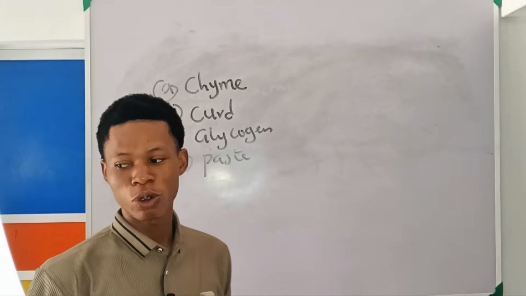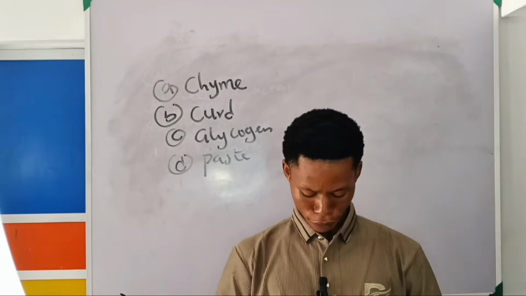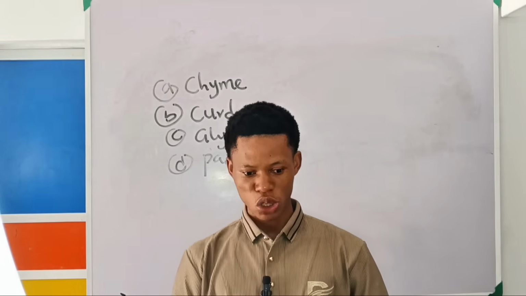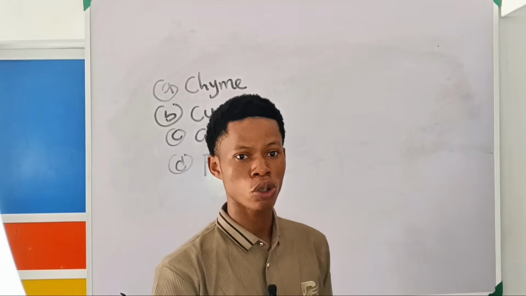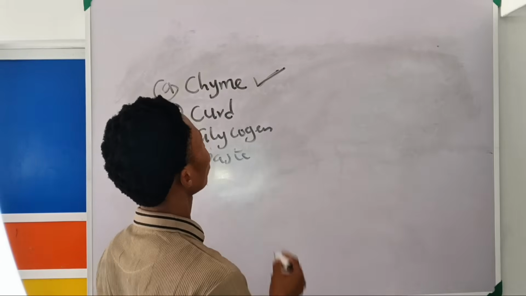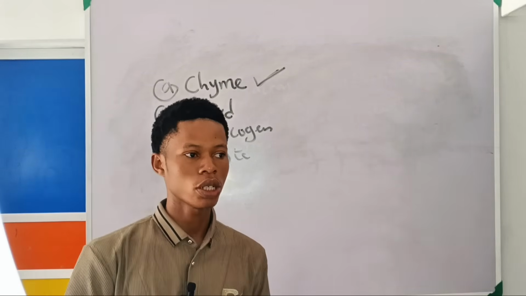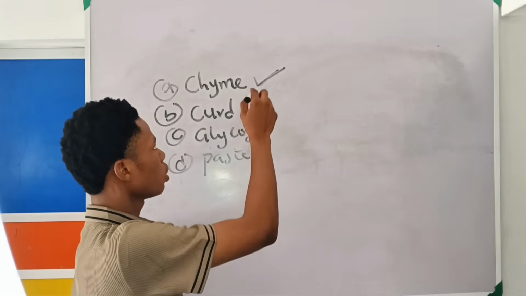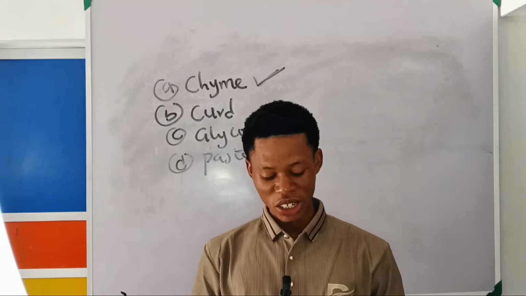So partially digested food ready to leave the stomach. Once the food has been partially digested and is moving from the stomach now to the small intestine, it is no longer called food, or you don't call it food again. What do you call it? That is what the question is asking. So you call it chyme. Chyme, not cord, not glycogen, not paste. It's called chyme. All right, are we good to go? Hope you are learning something.